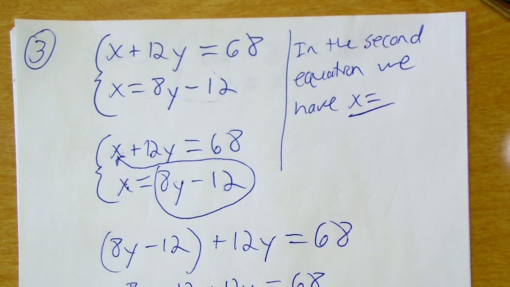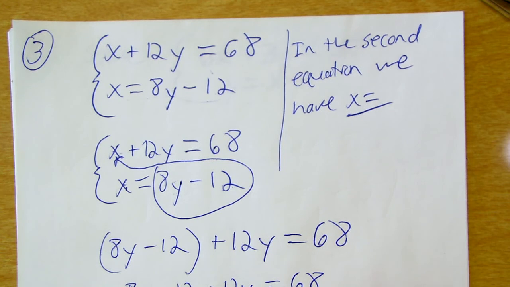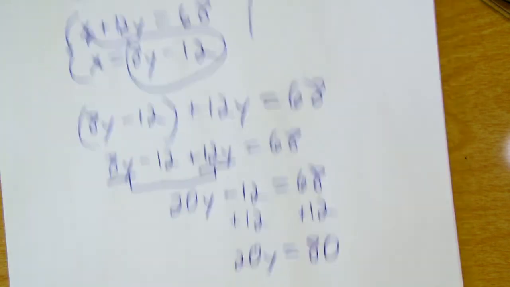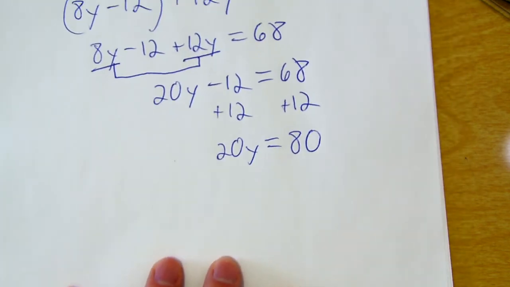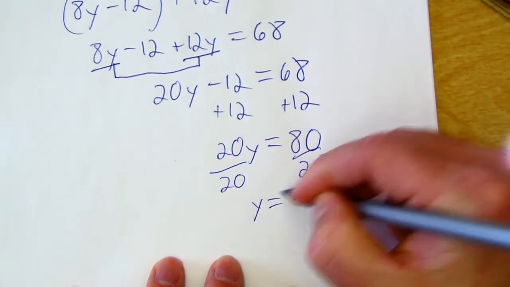You want to combine like terms first. So 8y and 12y is 20y minus 12 equals 68. I'm going to add 12 to both sides. So 20y equals 80. Sorry about that. And then divide both sides by 20, and I get y equals 4.